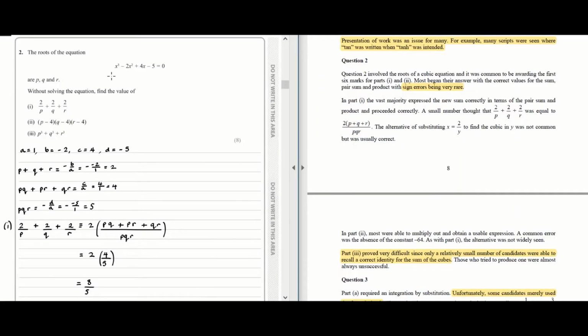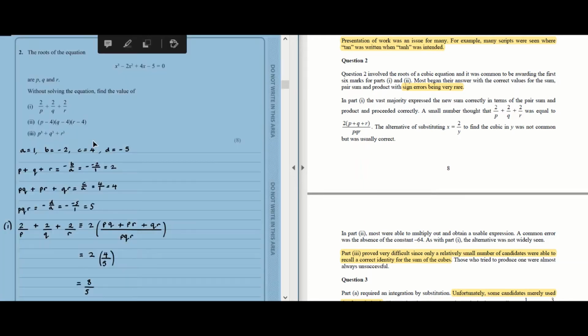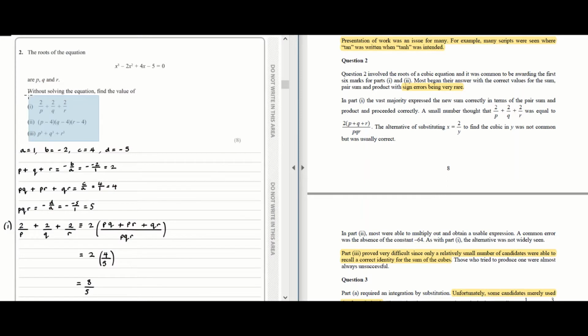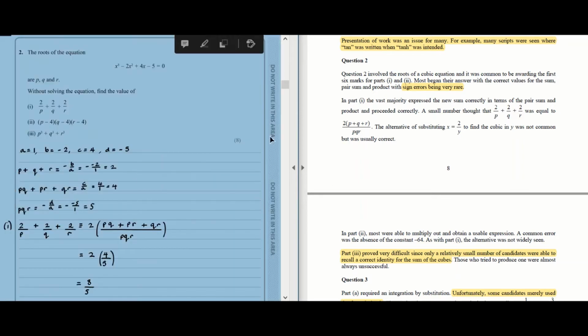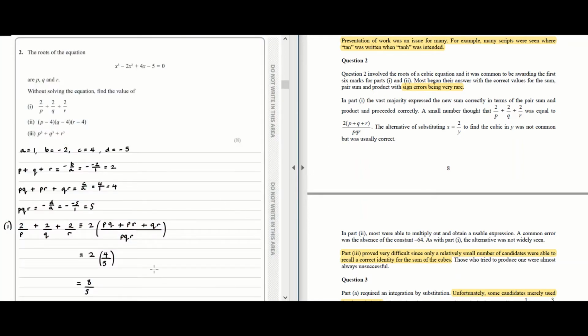Question 2 was talking about the roots of this cubic polynomial, and then from there we had to find these various different results. Sign errors were rare, which is good, and it was easier if we began by finding the sum, the pair sum, and the product. And that's exactly what I did over here. If you do that, that makes the rest of the question easy. The first part was quite easy. The most common method was the method I chose to use, but the alternative method was to use a substitution.